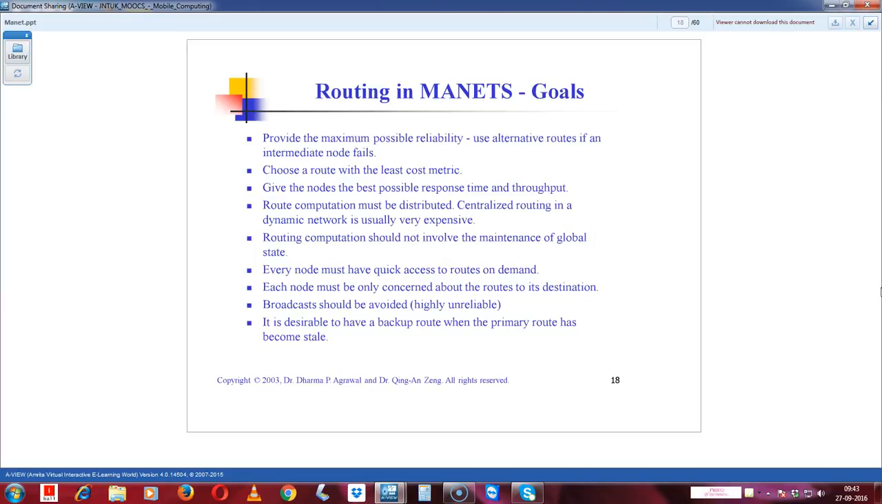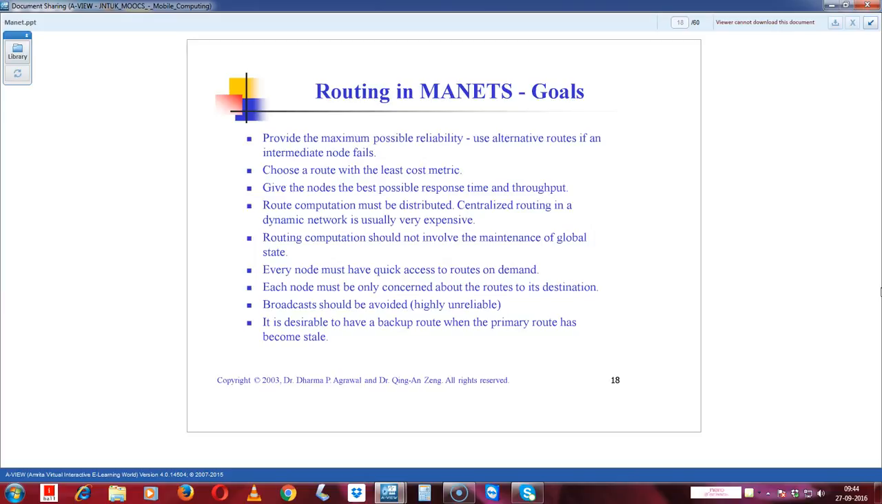So routing algorithms are written such that they will choose a route which has less cost. Less cost in the sense they will go with fewer intermediate nodes. If I'm going with fewer intermediate nodes, that means I'm utilizing less bandwidth, I'm utilizing less power of the devices. Okay, we need to figure out which is the shortest path to reach from source to destination. Give the nodes the best possible response time and throughput. Okay, these are all characteristics of the routing algorithms. Route computation must be distributed. Centralized routing in a dynamic network is usually very expensive.